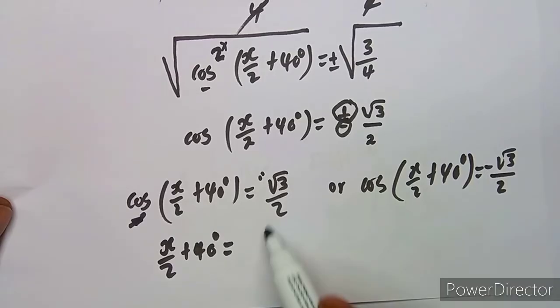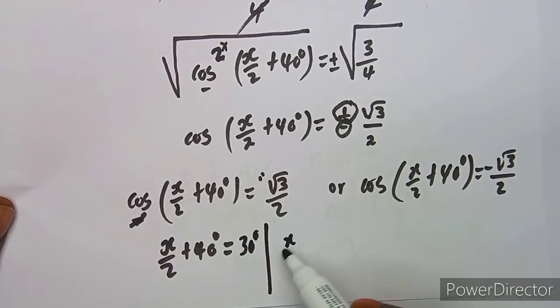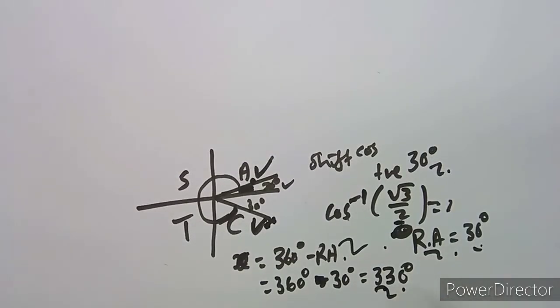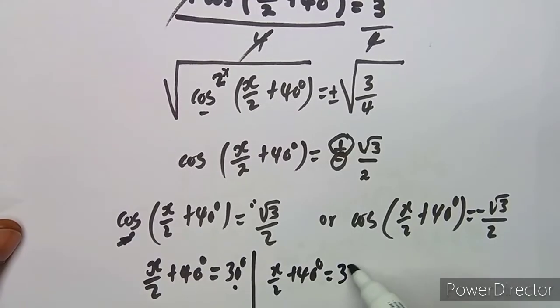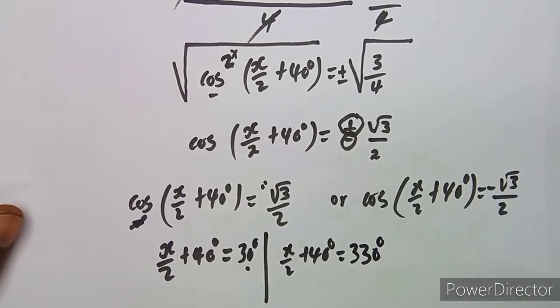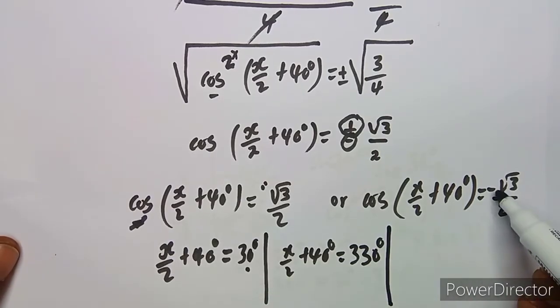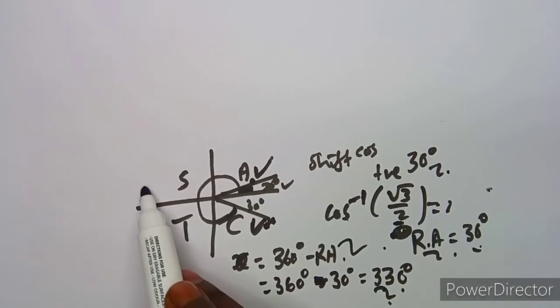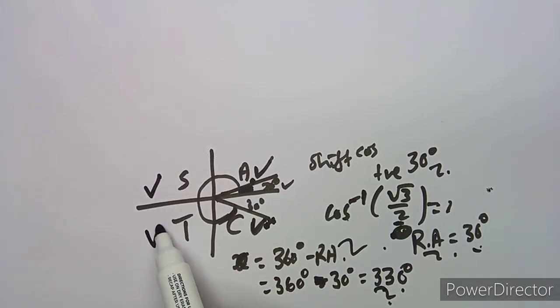So here we are going to have the first angle, which is 30 degrees, and another one, x over 2 plus 40 degrees, which is equal to another angle, which is 330 degrees. So that's another solution that we can have there. So this is when it is positive. But we also have a condition again when it is negative on this side here, which means we are referring to the second and the third quadrants.